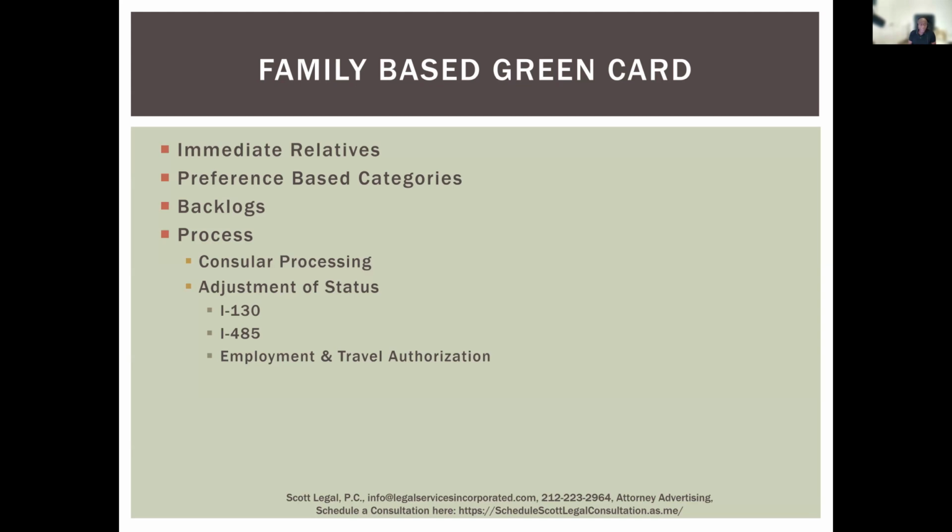And in a family-based case, it's going to be filing an I-130. In the employment-based case, it could be filing an I-140, it could be filing an I-526, depending on the type of petition. But it's always going to be the same. That the first step is that objective part.